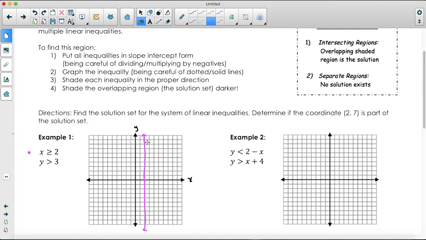I'm going to wait to shade because I want to make sure I can see both of my lines. So I'm going to use different colors to represent my lines. My second one, I'm going to graph in blue. It's going to be y is greater than 3. Again, since this is just one variable, it's going to be either vertical or horizontal. It's going to be at a y value, so that means I'm going to have a horizontal line. I go to positive 3. It's going to be a horizontal line at y equals positive 3. But since this is just greater than, it's going to be a dotted line at positive 3.